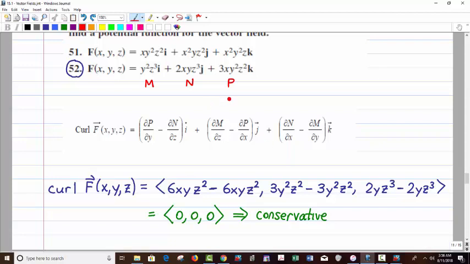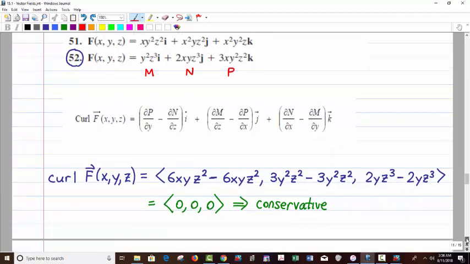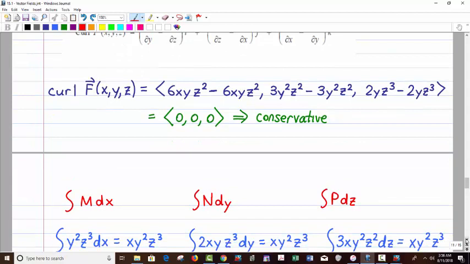And so let's see what we have here. Nx minus My. Nx will be 2yz cubed. And My will be, bring the 2 down, 2yz cubed. So we have it. It's conservative. And we have a potential function then whose gradient will equal that vector field.